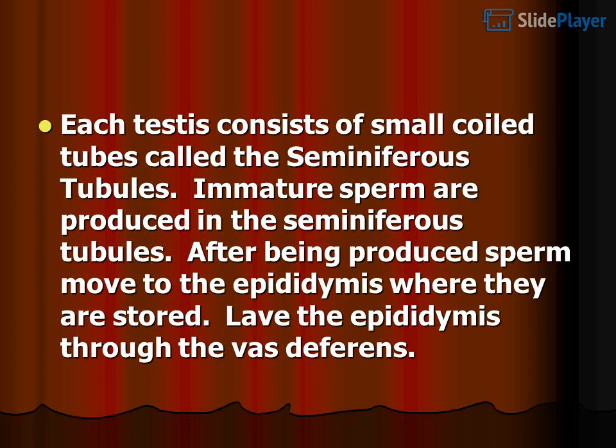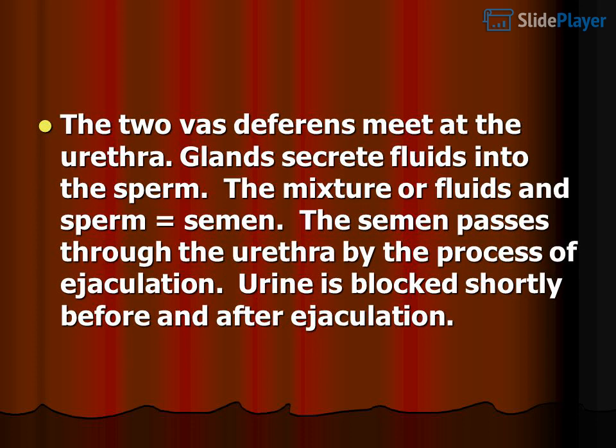Each testis consists of small coiled tubes called the seminiferous tubules. Immature sperm are produced in the seminiferous tubules. After being produced, sperm move to the epididymis where they are stored. They leave the epididymis through the vas deferens. The two vas deferens meet at the urethra.